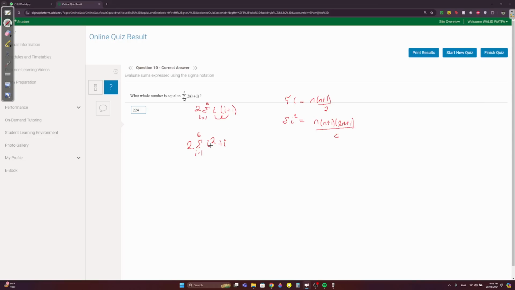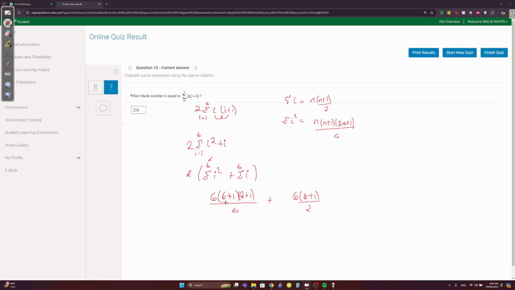So let's start here. Can't we split this up into 2 times sigma i squared plus sigma i? We can, right? We know it goes up until 6, so n is 6. For sigma i squared, substitute n with 6: 6 times 6 plus 1 times 2 times 6, which is 12, plus 1, over 6. Then for sigma i, substitute n with 6 again: 6 times 6 plus 1 over 2.